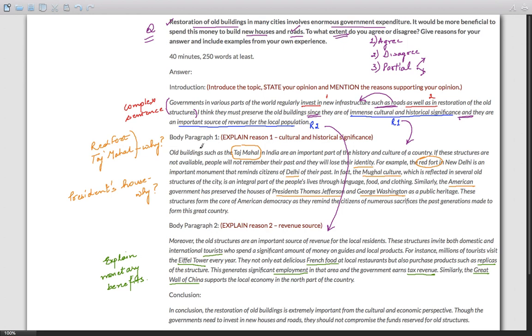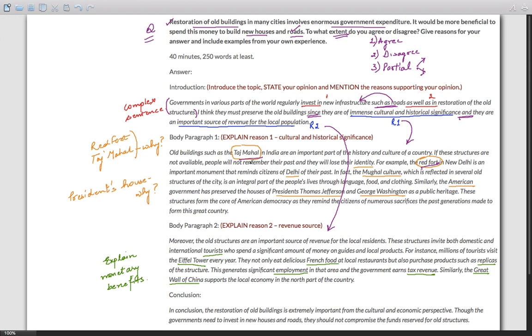I began with idea 1. I'm sorry, this whole paragraph has only one idea, but I've talked about two things. First is the Taj Mahal and Red Fort in India, and the second is the President's House, the houses of President Thomas Jefferson and George Washington in the United States of America. So you can take examples from your own country.